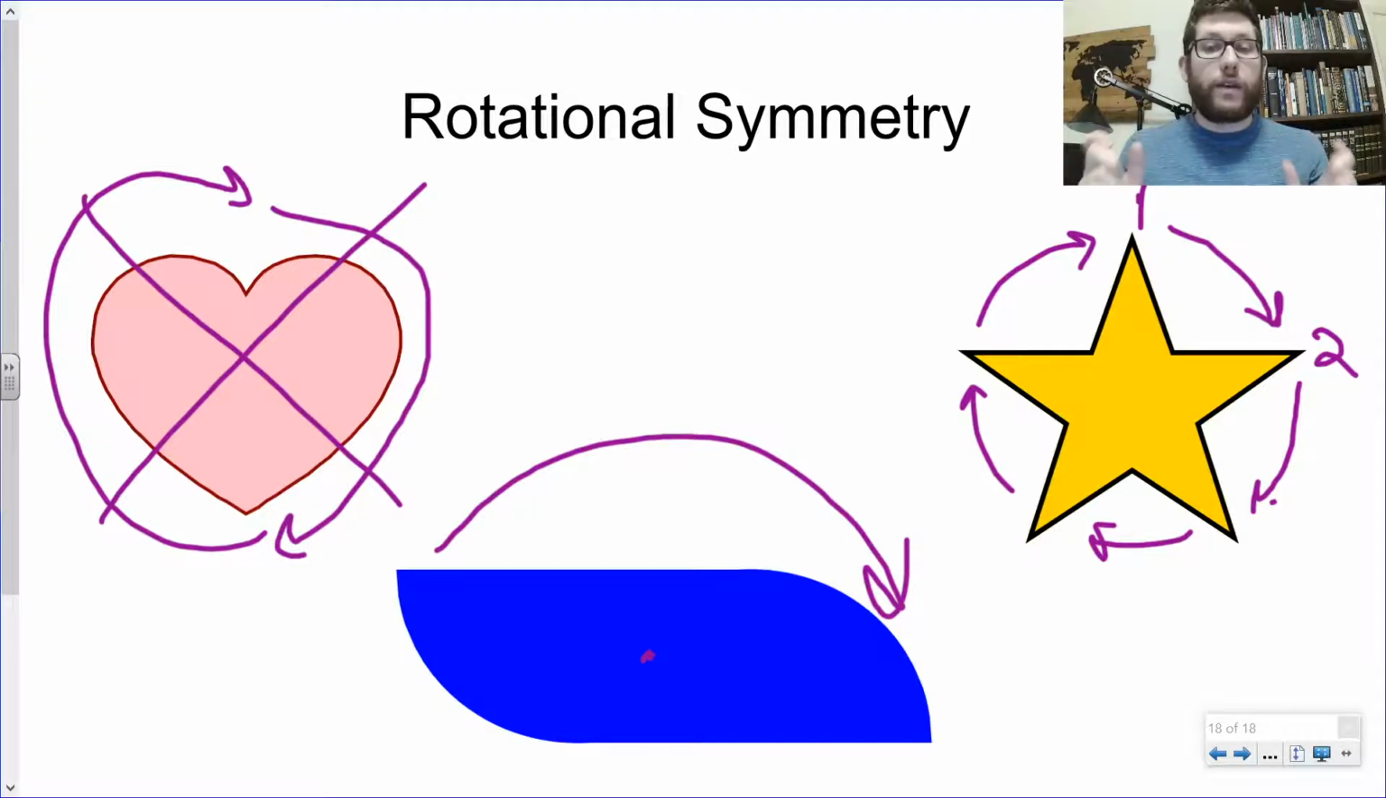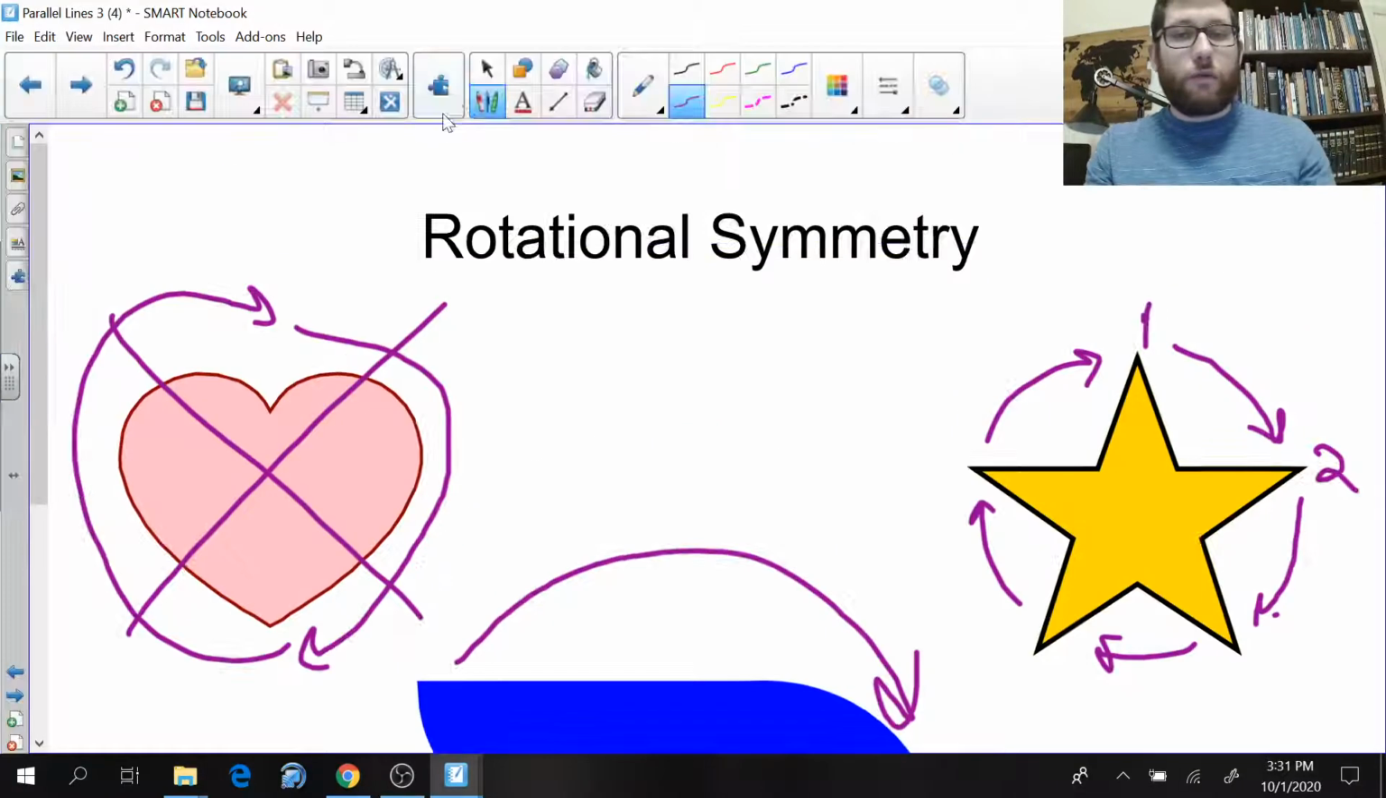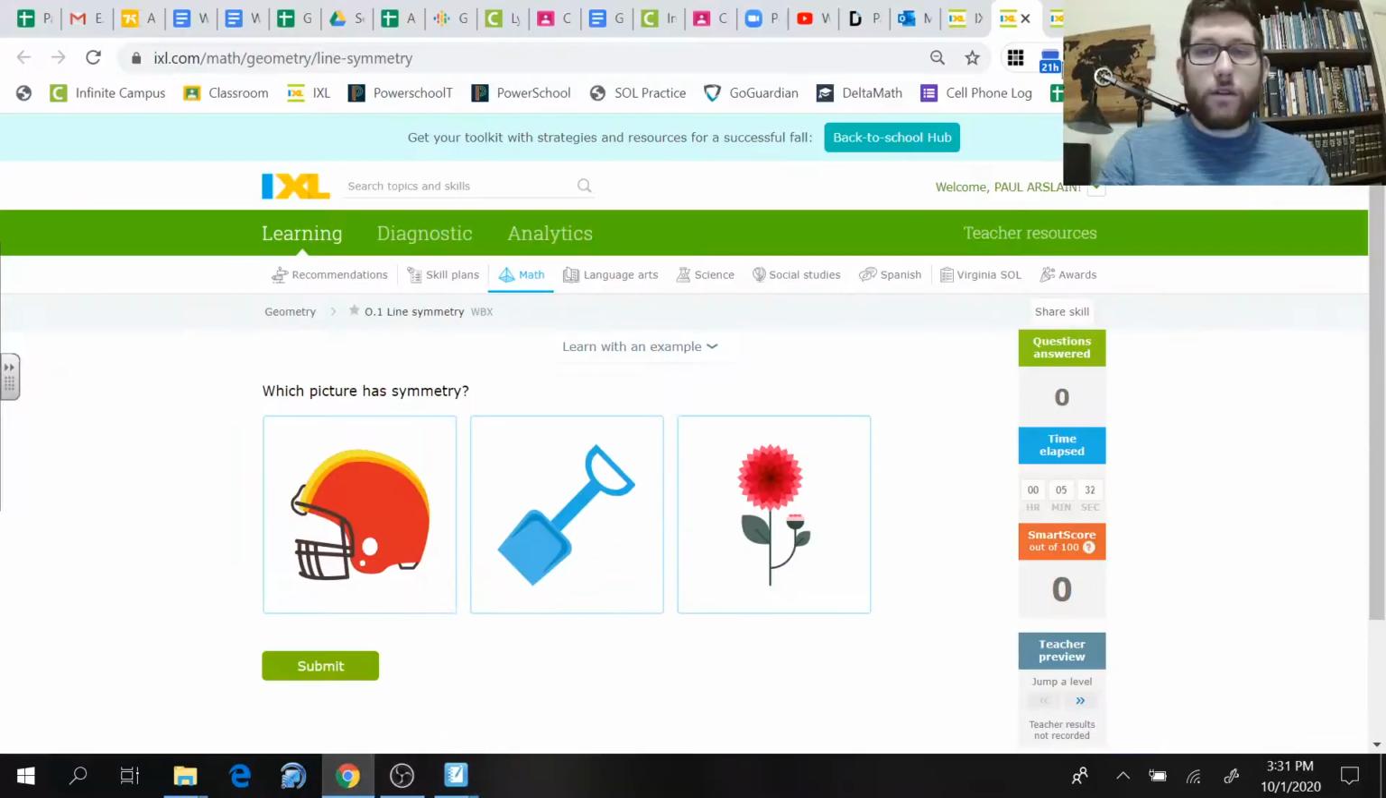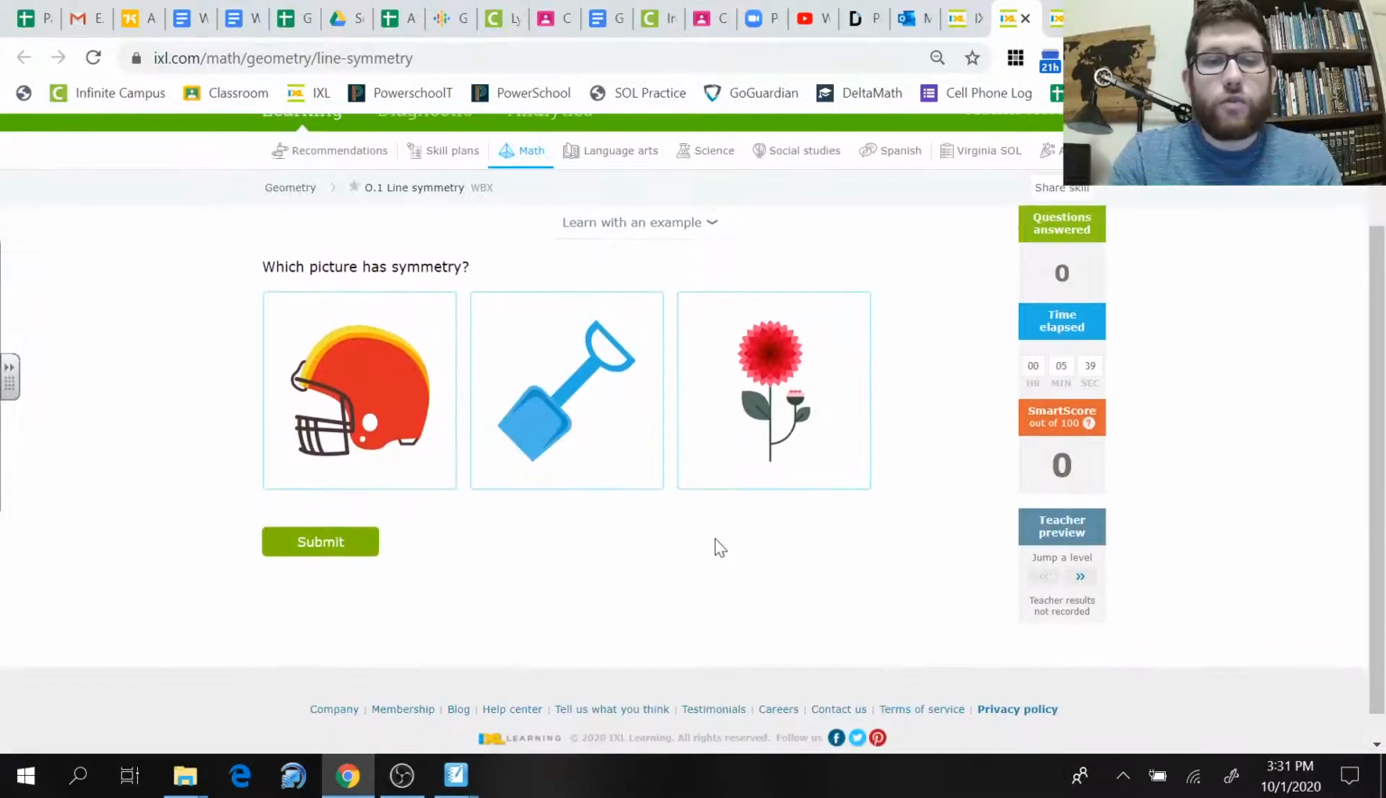The 2 work independently. So let me run you through the IXLs that we're going to do here. The first one should be really easy. The first one is just straight up choose the pictures with symmetry. So I take a look here.